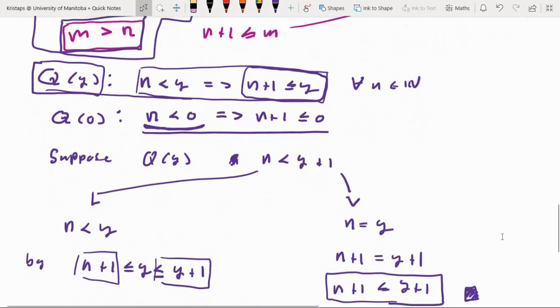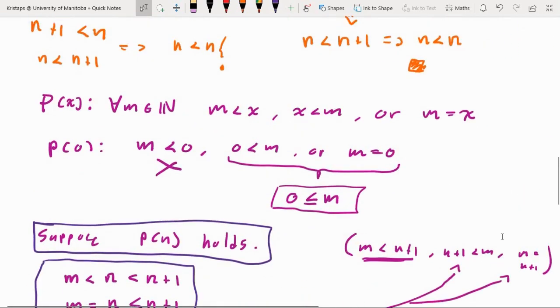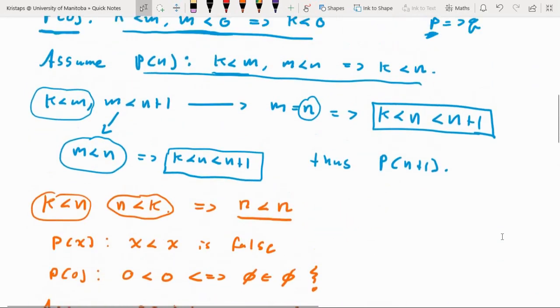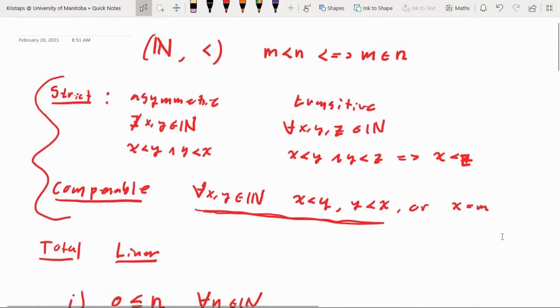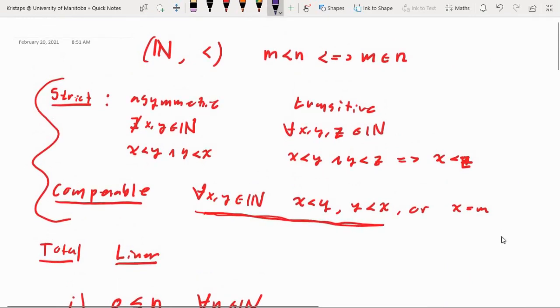And so we've shown now that the ordering on the natural numbers is comparable, it's asymmetric and transitive, meaning it's a strict order, and thus we've shown that the ordering we've defined on the natural numbers is a total or linear ordering.